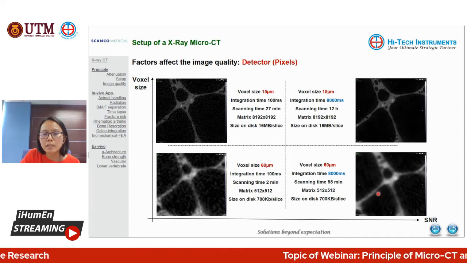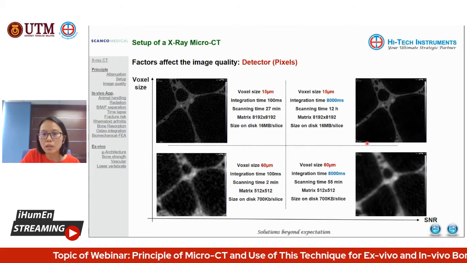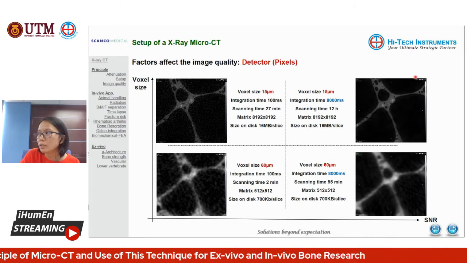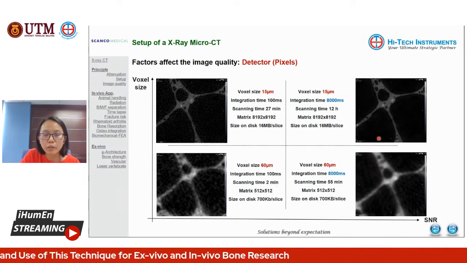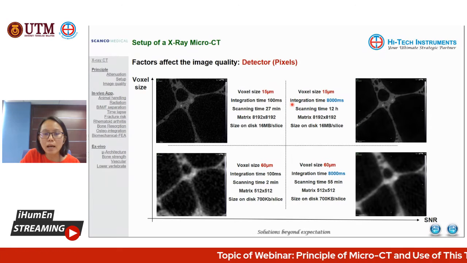So you can see it's improved with the noise level reduced, and you can see a little bit of the pixelation here still. So the one that we capture with a lower voxel size will still give you the best image. And of course, the scanning time will be as high as 12 hours.